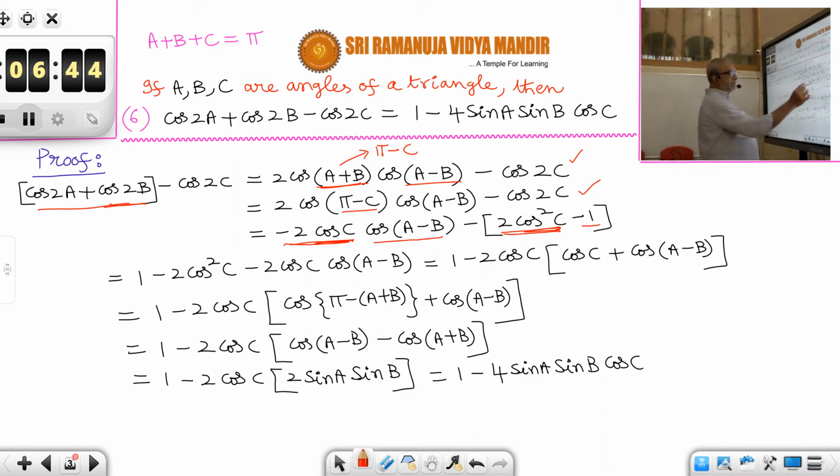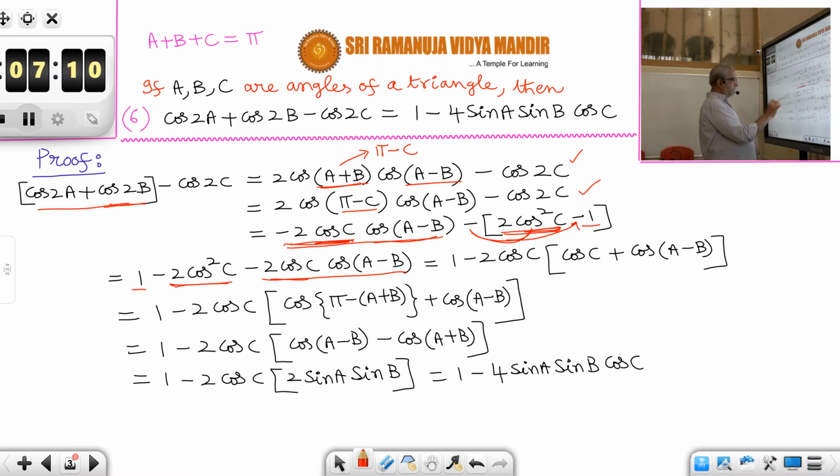Okay, let us expand this. Minus of minus 1 is plus 1. That will be taken forward. Next here minus 2 cos square C, that is written here. Next this one, minus 2 cos C cos(A minus B). Okay. Now first one, okay. In the second and third terms minus 2 cos C is common.